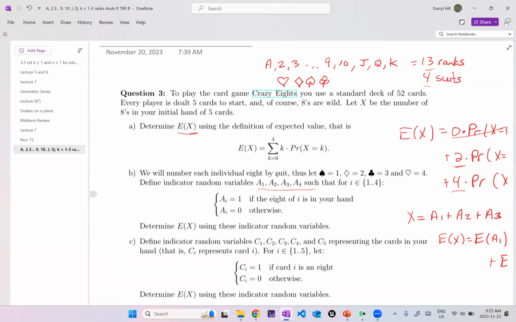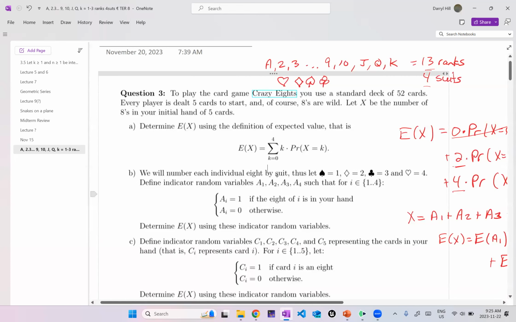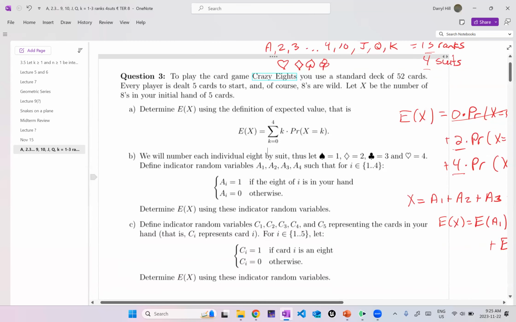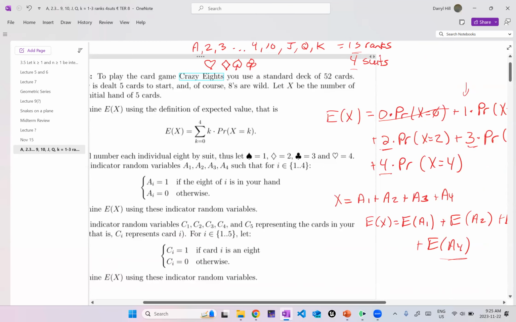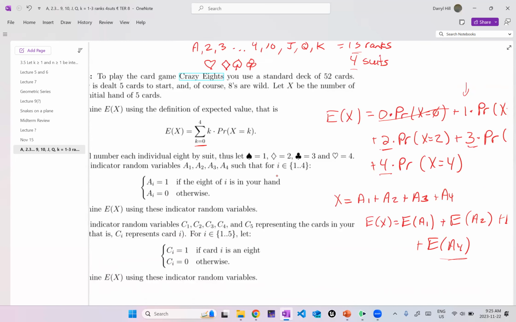So the question asks us to find the expected number of eights in our hand 3 different ways. And we're going to see basically how much easier it is to solve the problem if you just choose the right random variables. So we're going to start just by not choosing any random variables. We're just going to use the expected value definition of summing over the range. So what that means is that K represents the number of eights in my hand of 5 cards. And there are 4 eights in total. So I can have anywhere from 0 eights up to 4 eights in my hand.